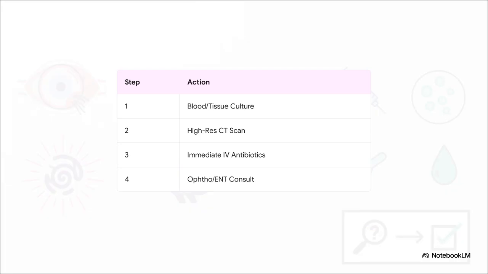To definitively evaluate for a subperiosteal abscess or impending intracranial involvement, a high-resolution CT scan of the orbits and sinuses is your immediate modality of choice, and this must be deployed alongside blood cultures and aggressive intravenous antibiotics. Do not wait for imaging to initiate empiric antimicrobial coverage. Also, you need to secure immediate ophthalmologic and ENT consults for potential surgical intervention.